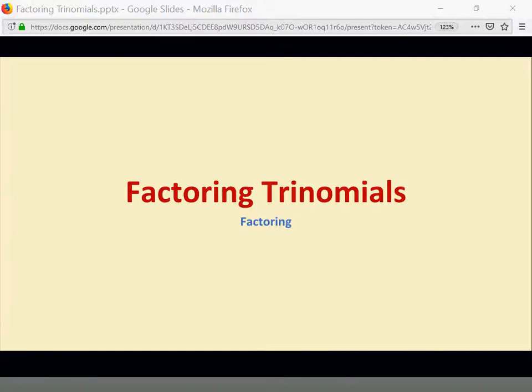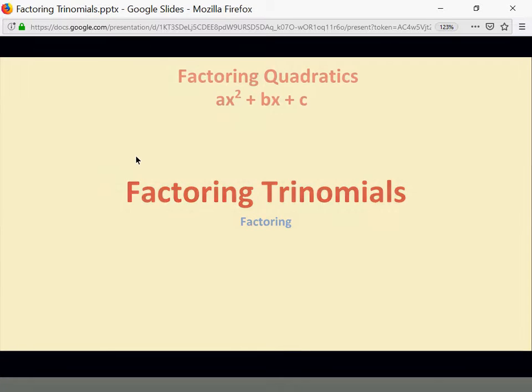Okay, we're going to go through factoring trinomials, right? You're going to have an example going first. So let me click on that.